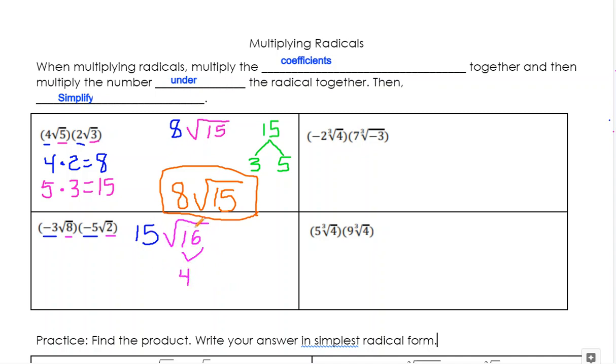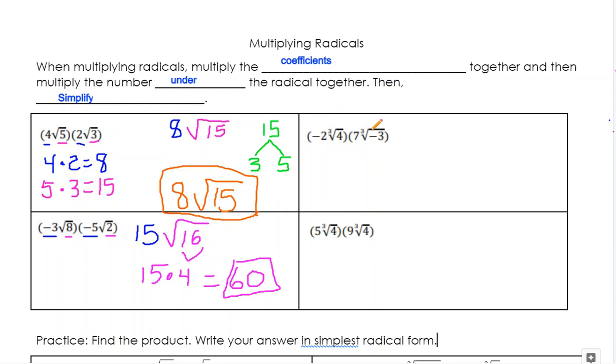So now I have 15 times the square root of 16, so now I'm going to have 15 times 4. And what is 15 times 4? 15 times 4 is 60. So my final answer would be 60. That's because we had a perfect square. All right, let's try another one.